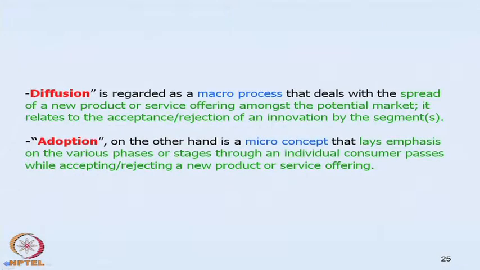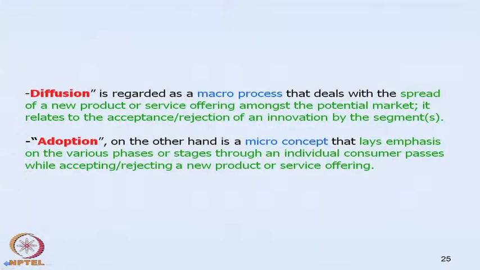Now, when we define diffusion, we say it's a macro process which deals with the spread of a new product or service offering amongst the potential market. So it basically talks of the acceptance or rejection of innovation by a consumer segment. What is going to be the consumer reaction? How is the new product or service offering going to get spread amongst the potential market? So it deals with the spread of the new product or service offering in the market, and it relates to the acceptance or rejection by the consumer segment.